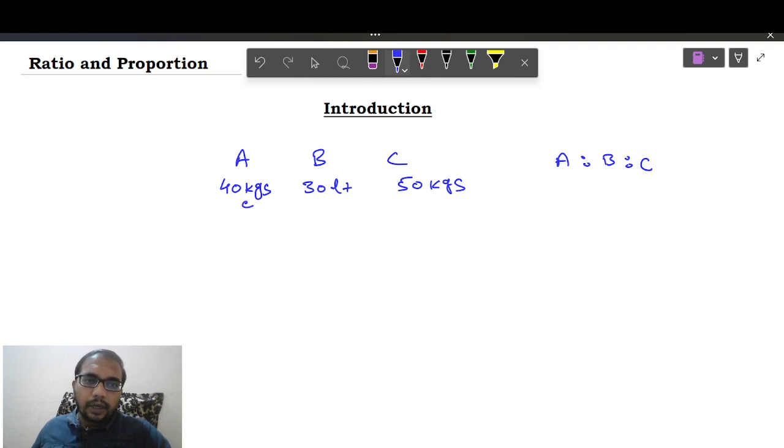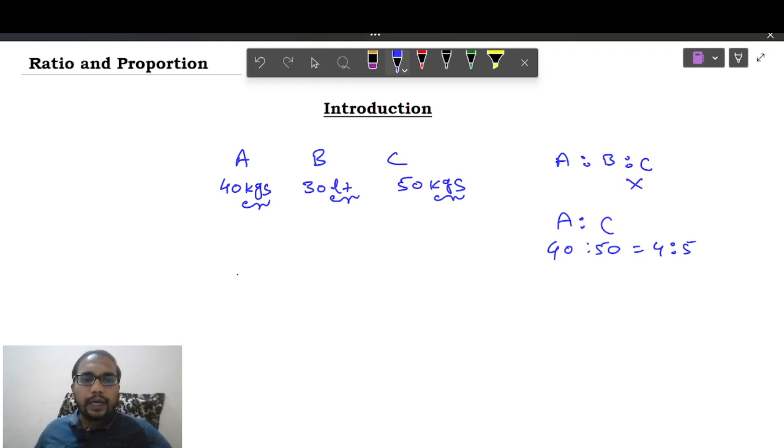Why? Because here quantity is kgs. Here quantity is liters. Here quantity is kgs. If it is kgs and kgs, that means A and C ratio, can you find out? Yes, you can find out. So 40 and 50 ratio is how much value? 4:5. That means whenever you want to take the ratio of any two values, the quantity should be the same.